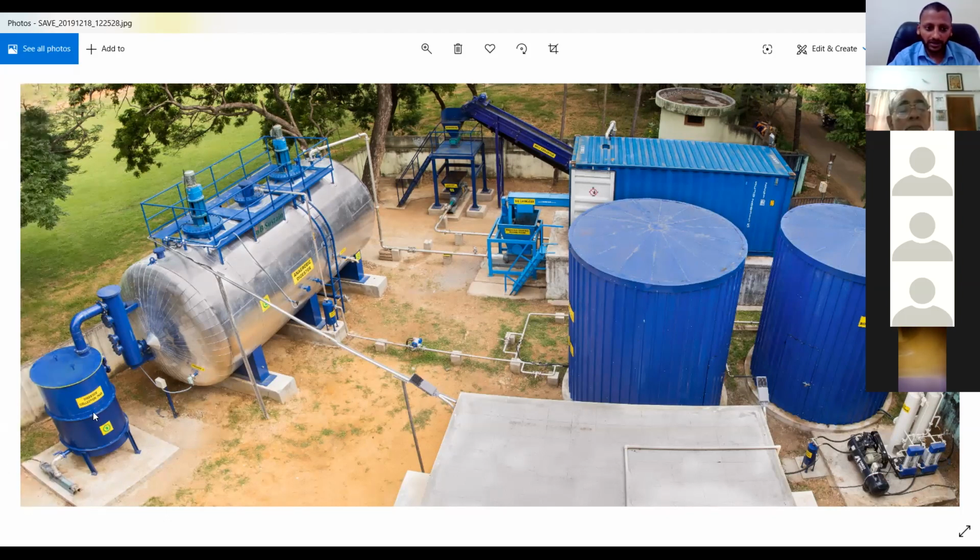We don't have a photograph of the solid liquid separator now because it was installed later, after one or two months.